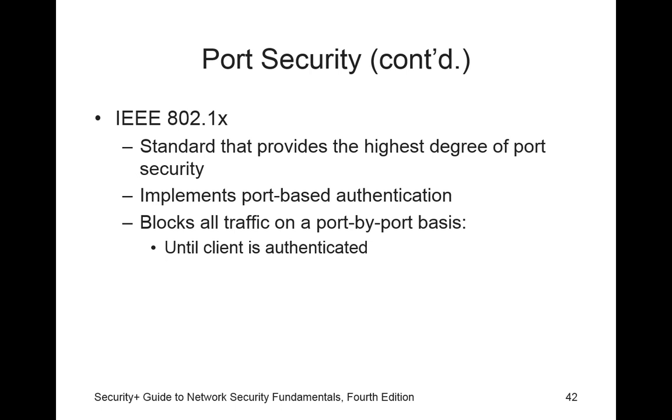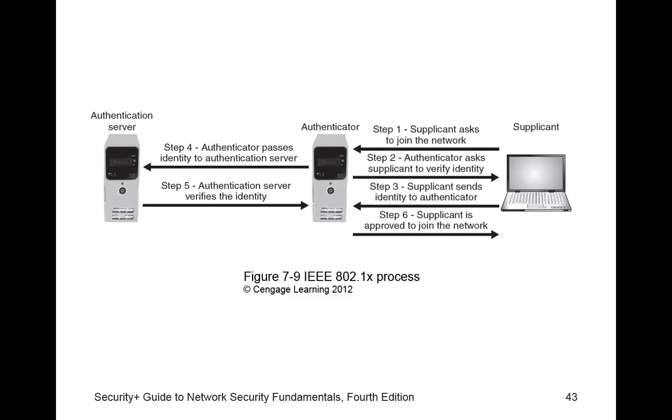I do 802.1x. Basically, it blocks all traffic on a port-by-port basis unless the client is authenticated. The supplicant asks to join the network. The authenticator asks to verify identity. The authenticator sends it to the authentication server, which then verifies the identity. Then it'll approve it if it's approved by the authentication server.